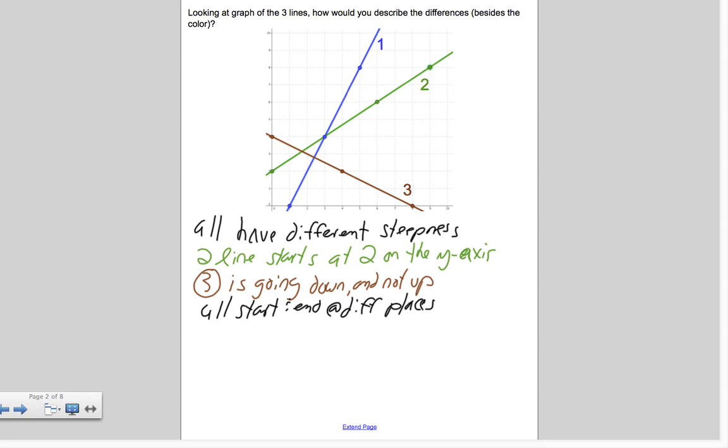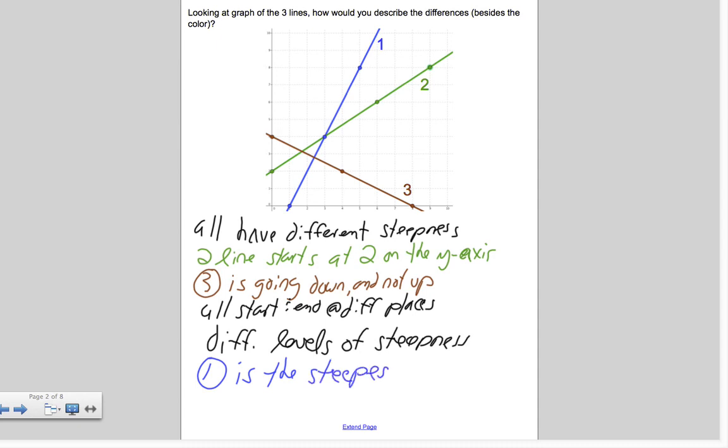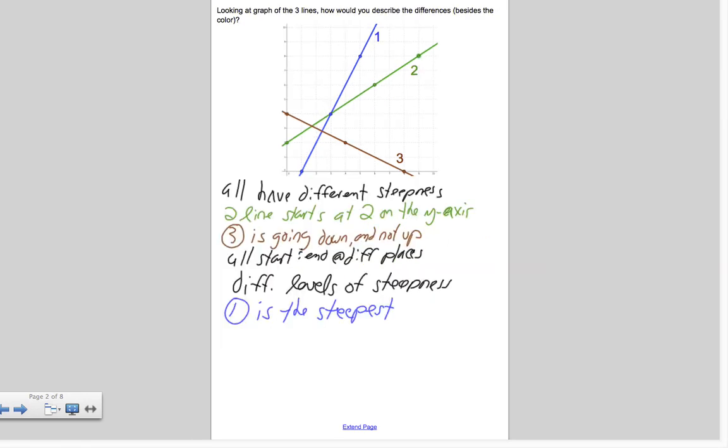So what we know is that here we have different levels of steepness. Which one is the steepest? One. Okay, so I think we're all in agreement that one is the steepest. Which one's the least steep? Three. Three has some negatives. I think this one. So how many say 2? Raise your hand. How many say 2 is the least steep? Line number 2, the green one.